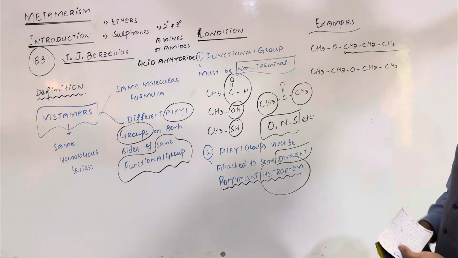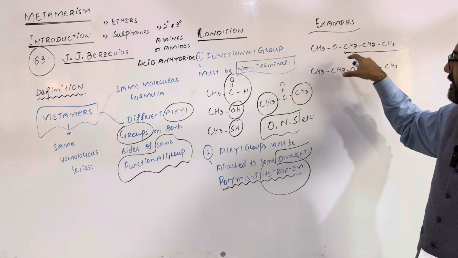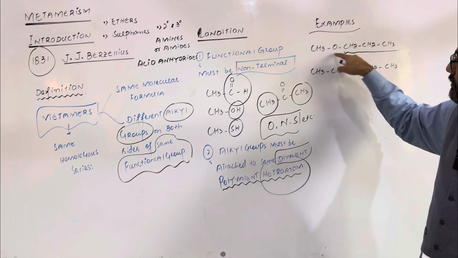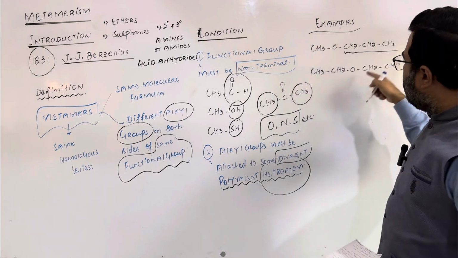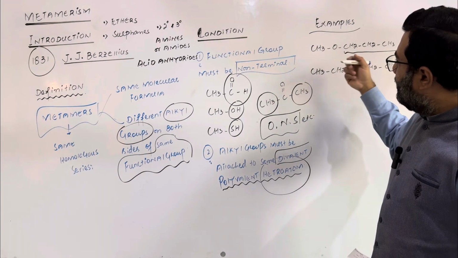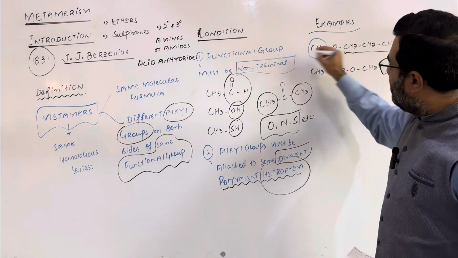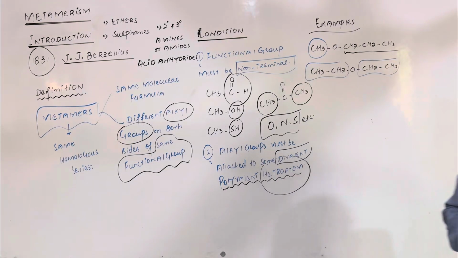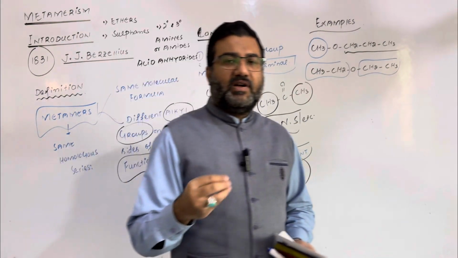You can see that the functional group is non-terminal. It is present inside the chain, and the carbon chains are present on both sides. Similarly, the alkyl groups are attached to a divalent heteroatom, which is oxygen here. So they have the same number of carbon, hydrogen and oxygen atoms, but different alkyl groups on two sides of the functional group. In one case, that is methyl and propyl. In the second case, two ethyl groups are attached on either side. So these two compounds will be called metamers of each other, and they belong to the class of ethers.